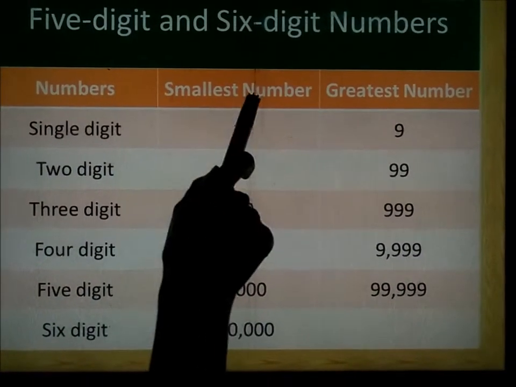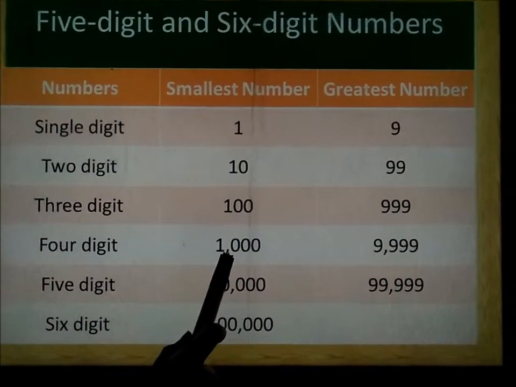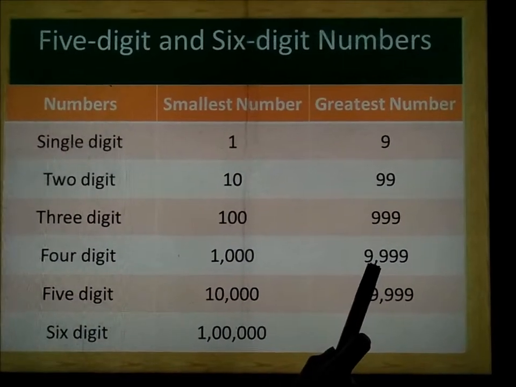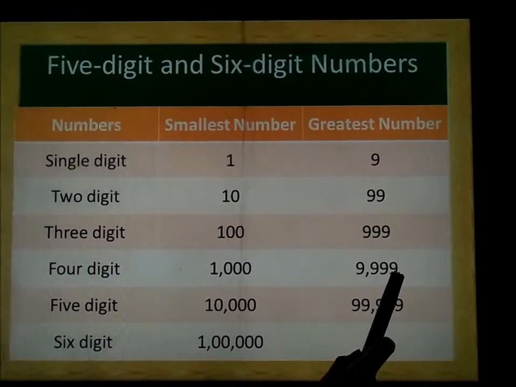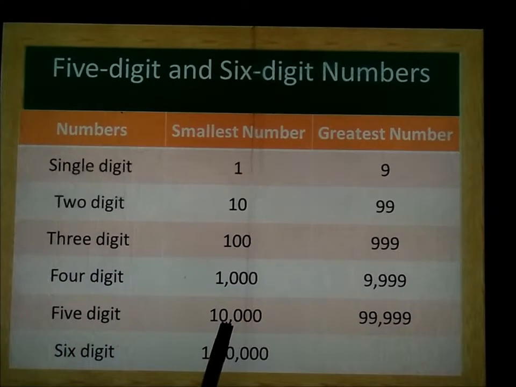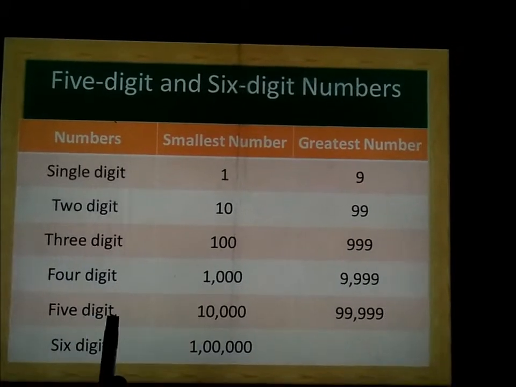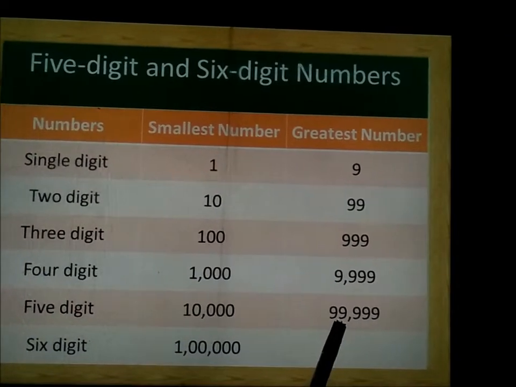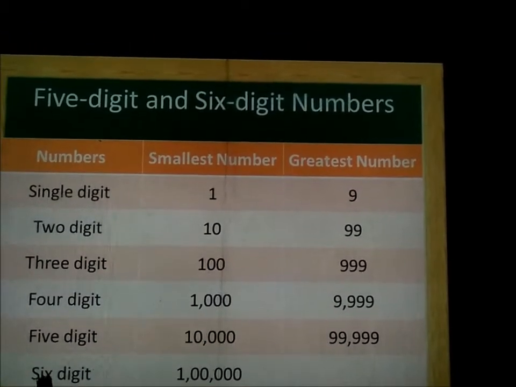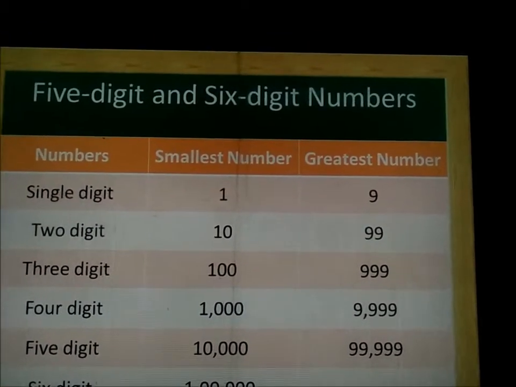The smallest 4-digit number is 1000. The greatest 4-digit number is 9999. The smallest 5-digit number is 10,000. The greatest 5-digit number is 99,999. The smallest 6-digit number is 1 lakh.